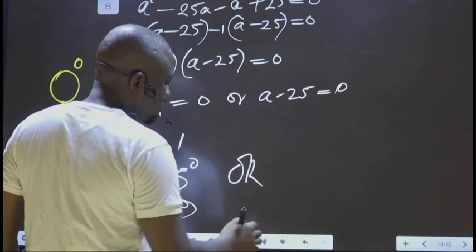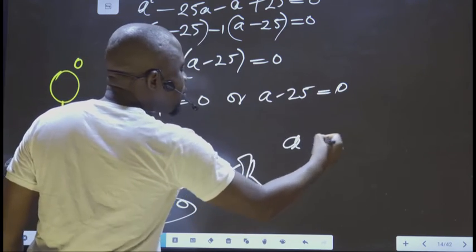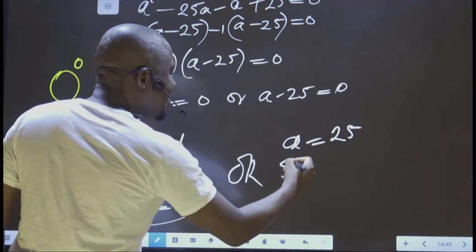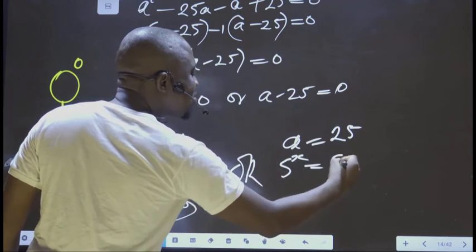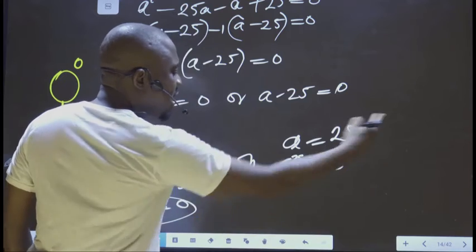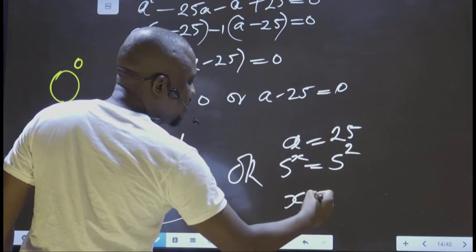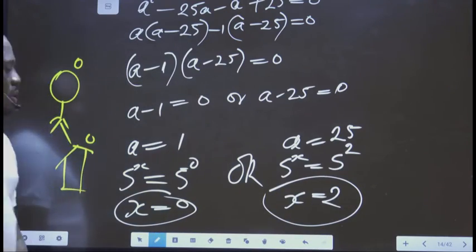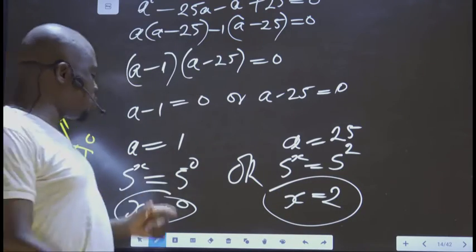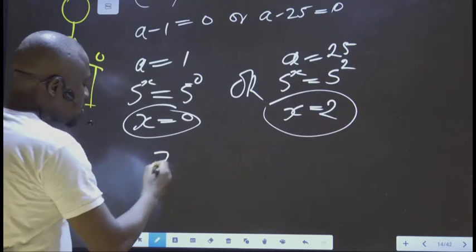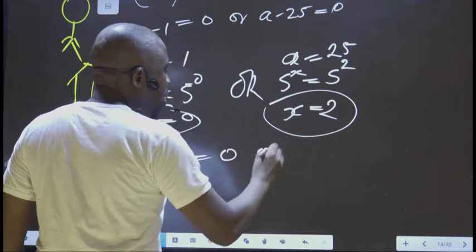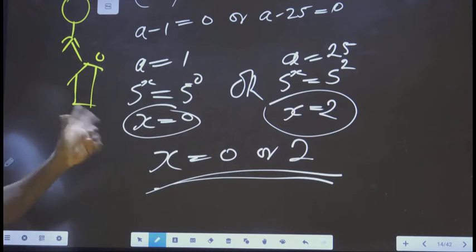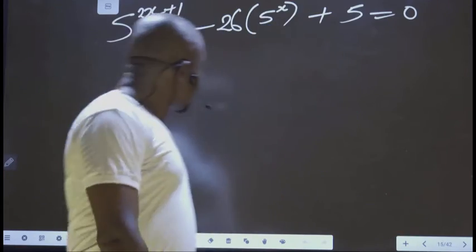Or, if you look at this, A is equal to 25. What is A? A is 5 raised to power x equals 25. That is 5 raised to power 2. So x, therefore, is equal to 2. Okay? In summary, x is equal to 0 or 2. Hope you understand this, the first question. Let's go for the second one now.